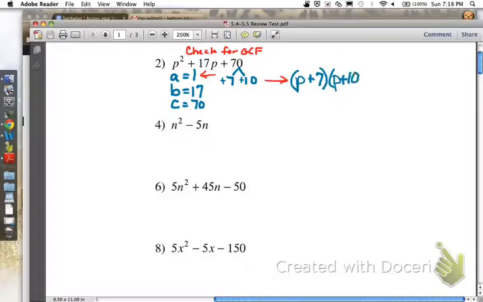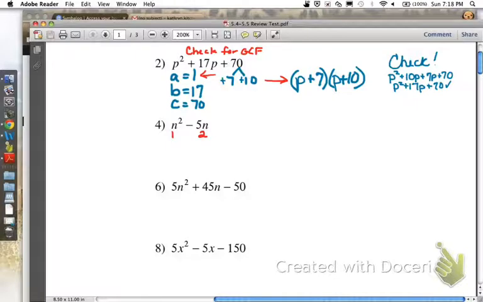We simply throw those now into two binomials, and we want to check it to make sure that it's the correct answer. It should come out to be the same thing as we started with. And it's as simple as that. Now they do get more difficult, so let's just proceed with question number 4.